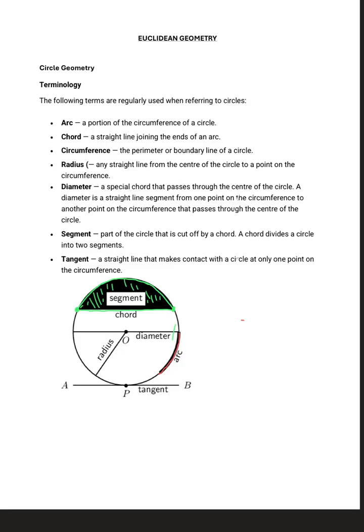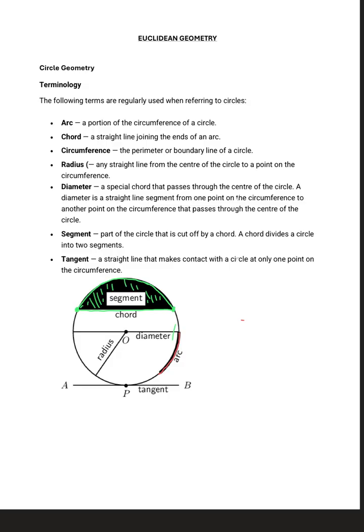Then we have a tangent. A tangent is a straight line that makes contact with the circle at only one point on the circumference. So this is the tangent. It's a straight line that will touch the circle at one point.